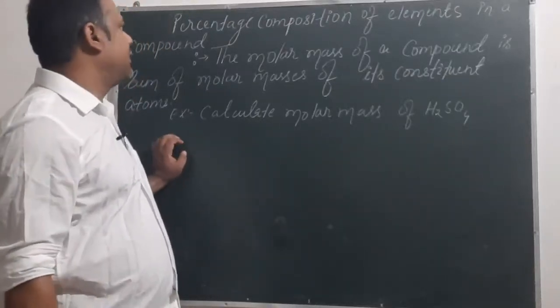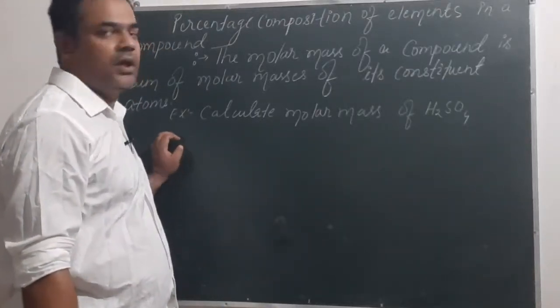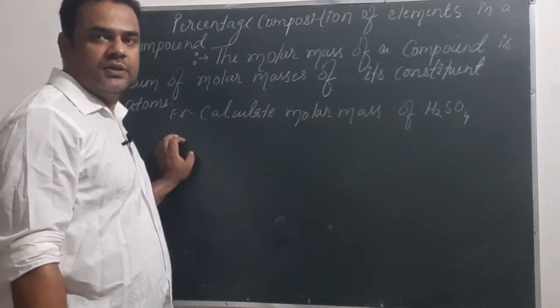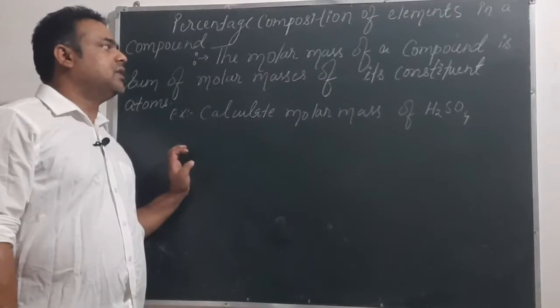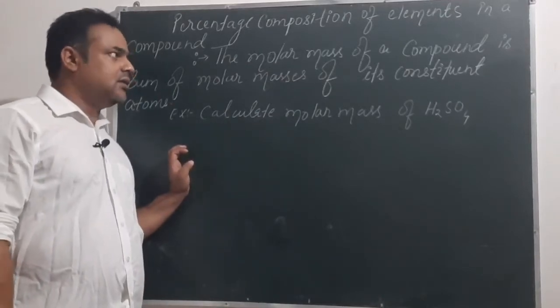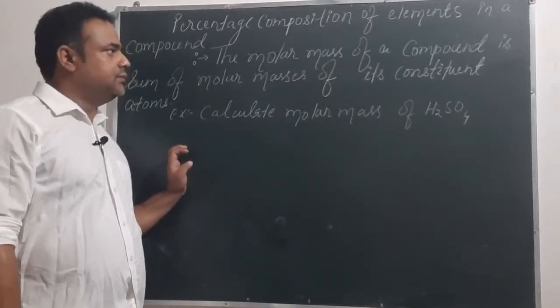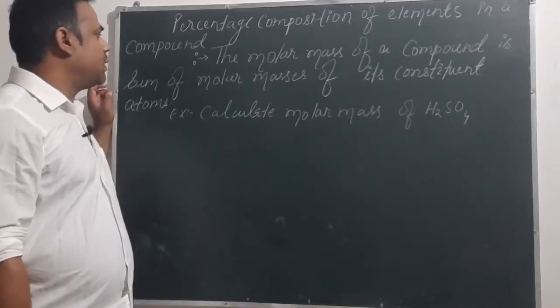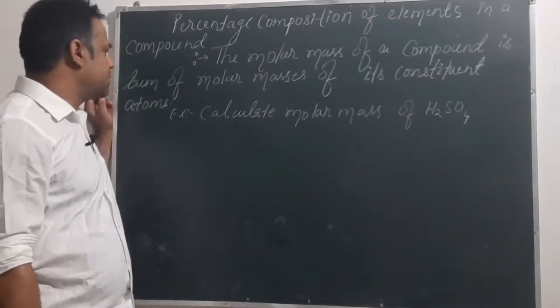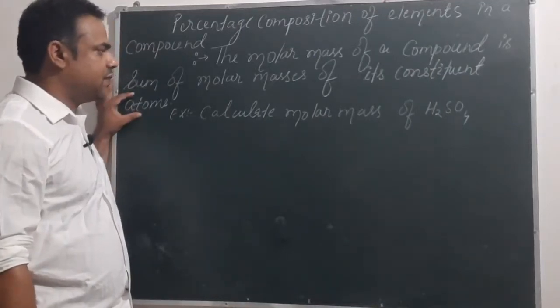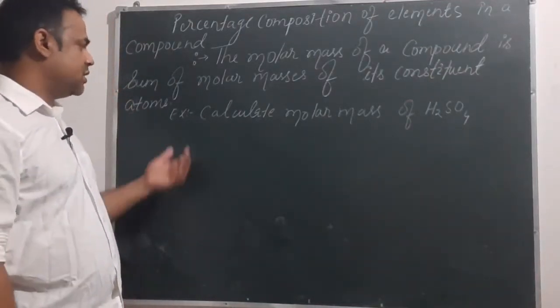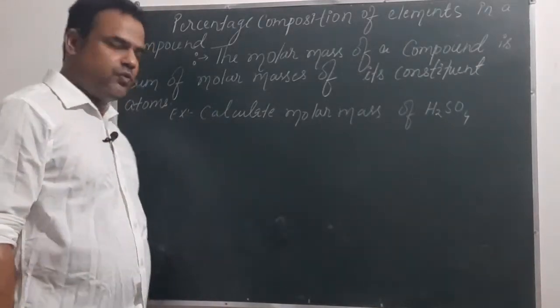Percentage composition of elements in a compound. We are going to determine the percentage composition of elements in a particular compound. Before that, we have to learn how to calculate the molar mass of a compound. The molar mass of a compound is the sum of molar masses of its constituent atoms, and we will calculate the molar mass of H2SO4. This is our problem: calculate the molar mass of H2SO4.